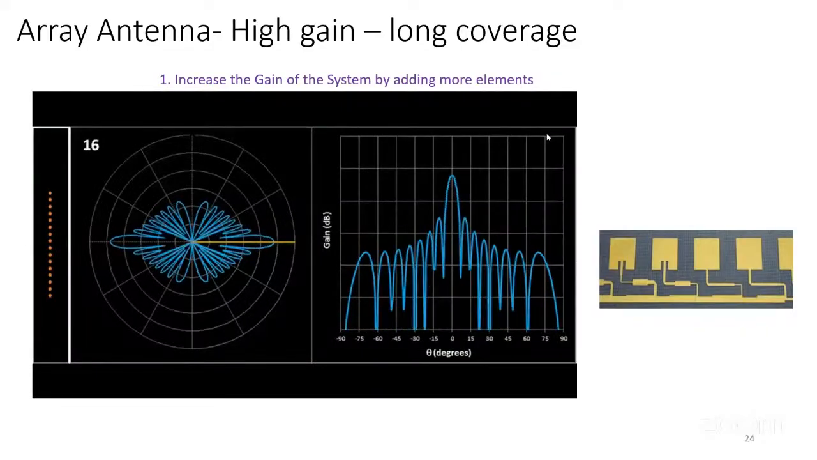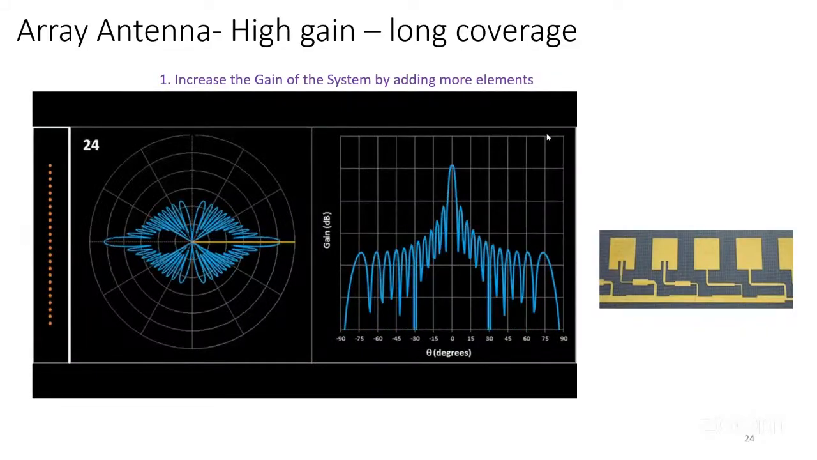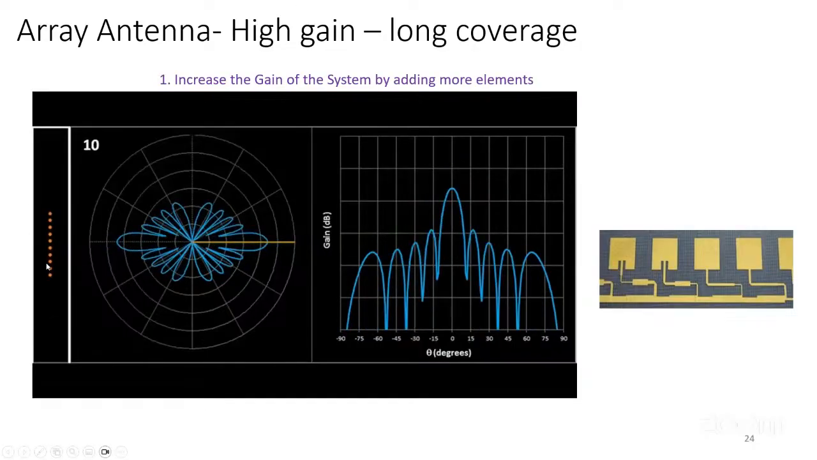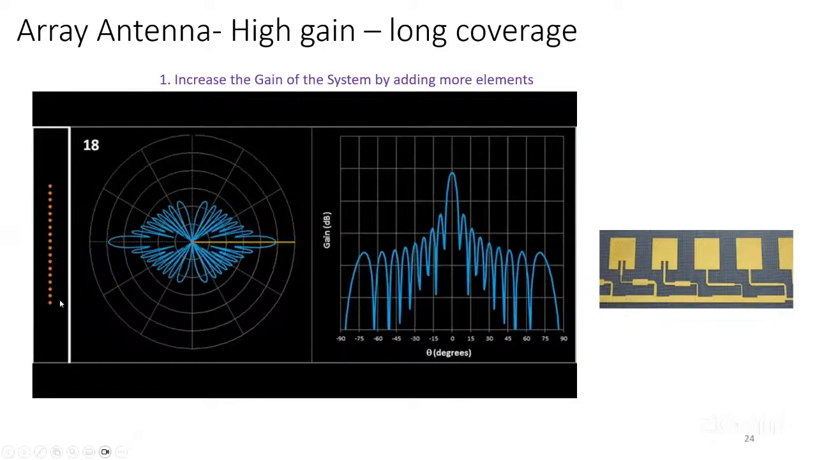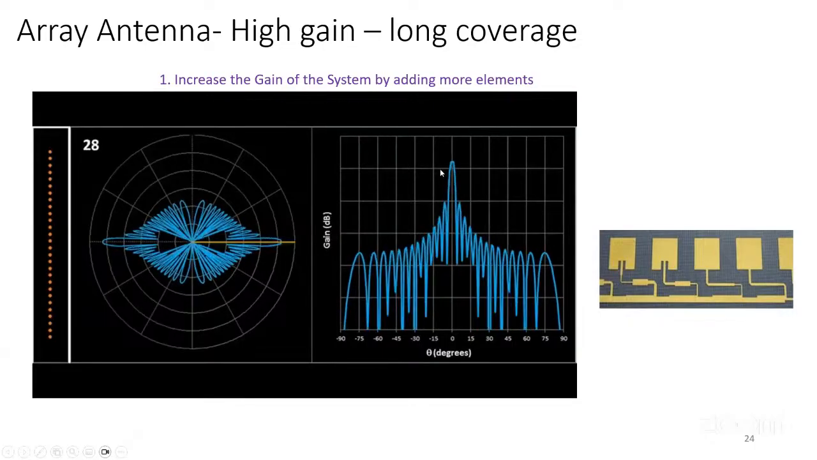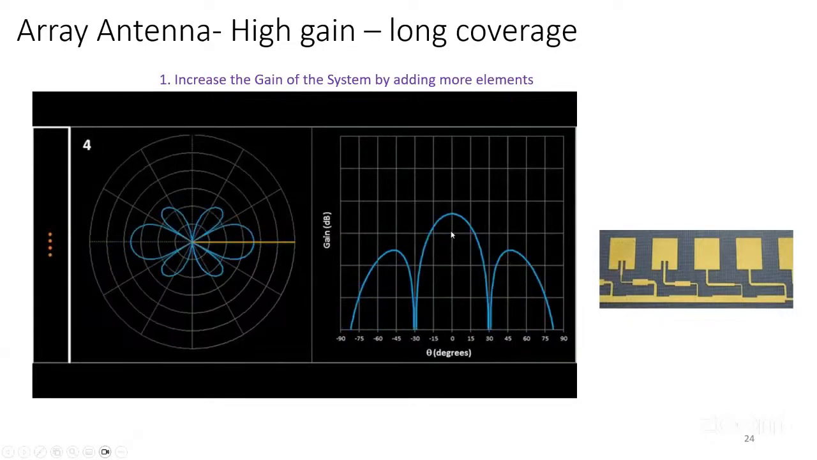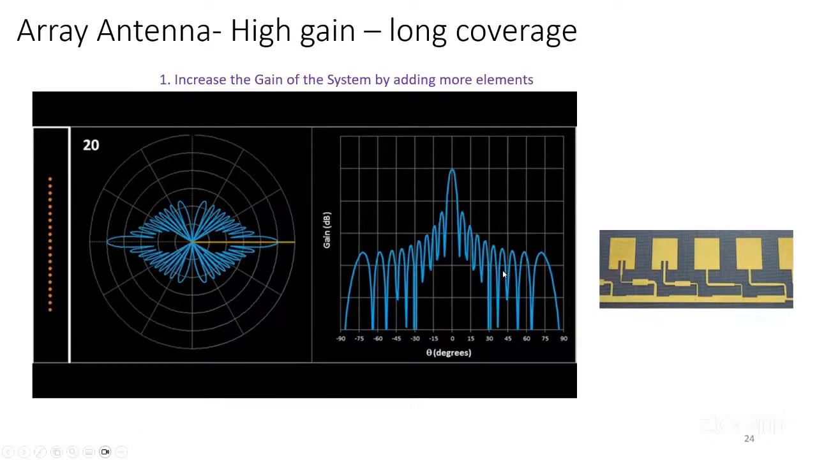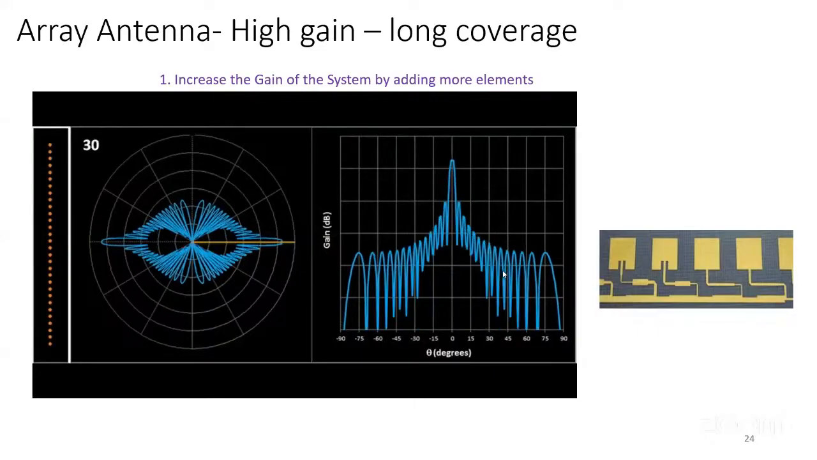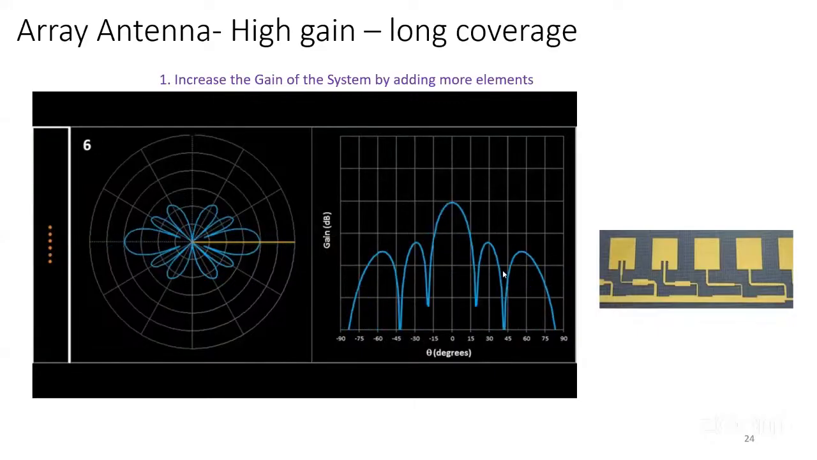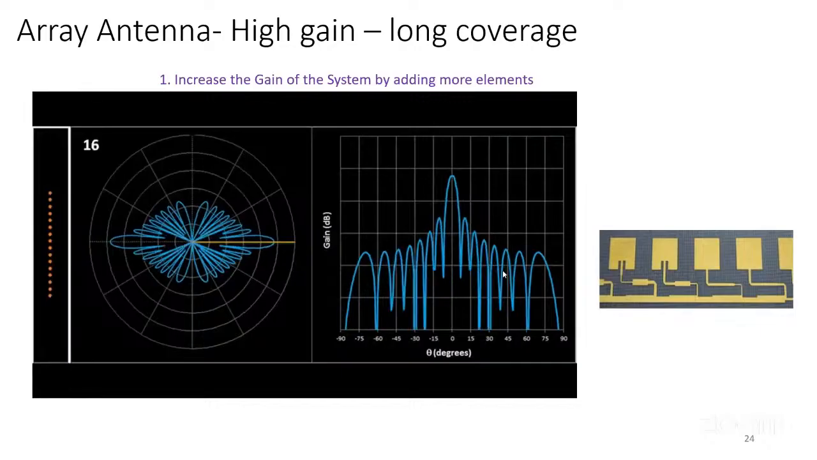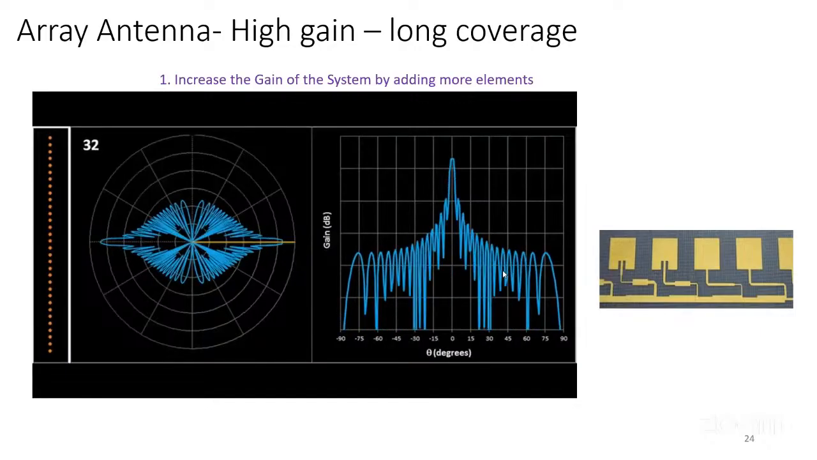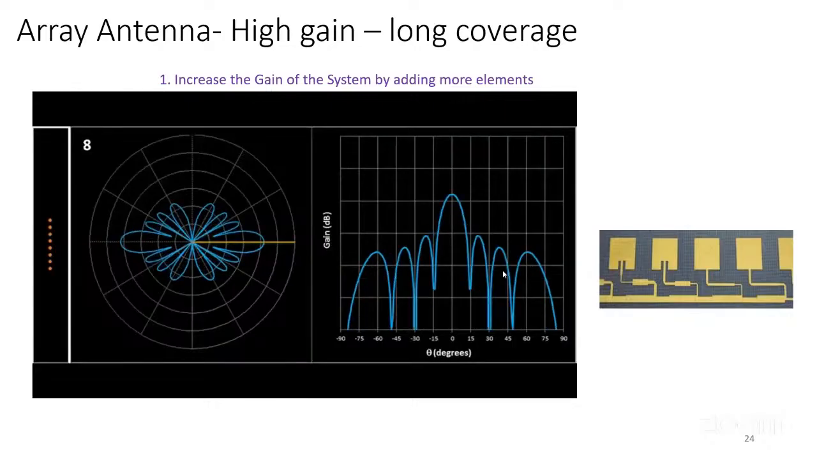If you see the left picture, the dots indicate the number of elements. As you increase the number of elements, the gain of the antenna increases. It focuses all the energy coming out of these antennas in a constructive way to a particular direction, so that it can cover a longer distance, in one direction. Definitely, nothing is free.